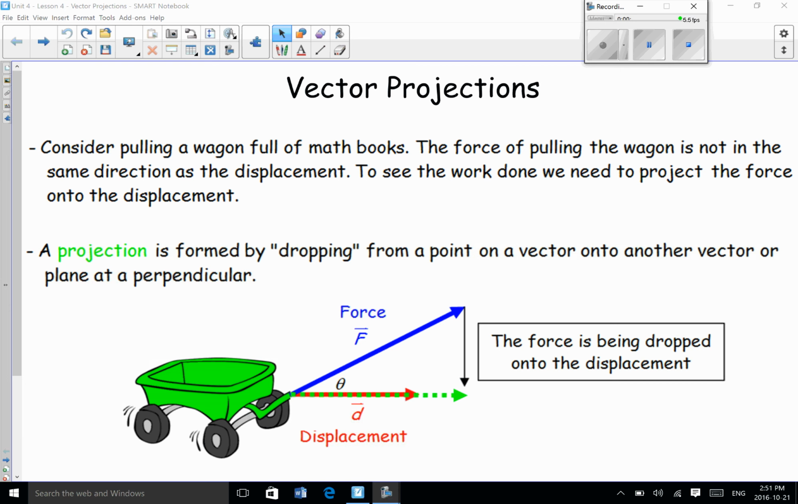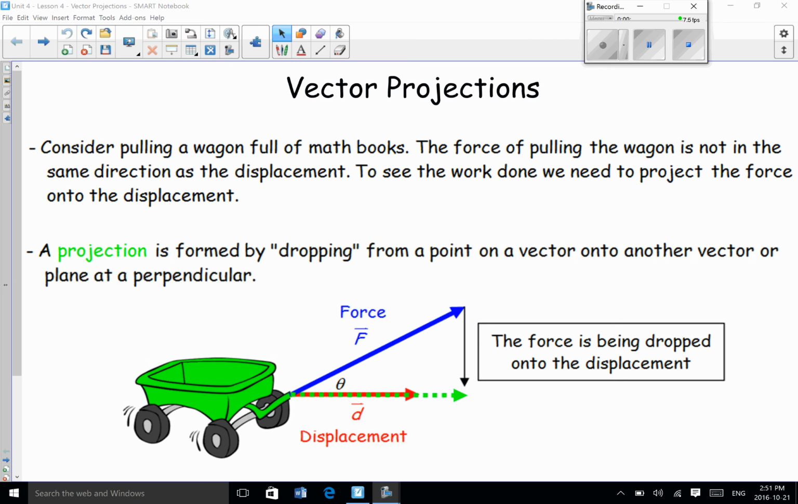In this lesson, we're going to take a look at vector projections. Vector projection is kind of an application of vectors. Here what we're going to take a look at is what happens when we perform work in one direction, but the object that's being moved happens to move in another direction. Its displacement is different than the direction of the force.